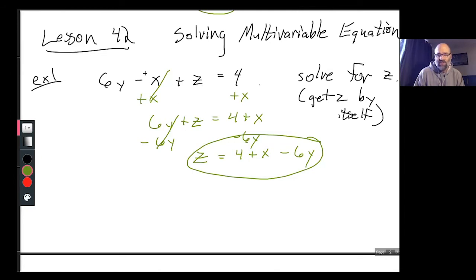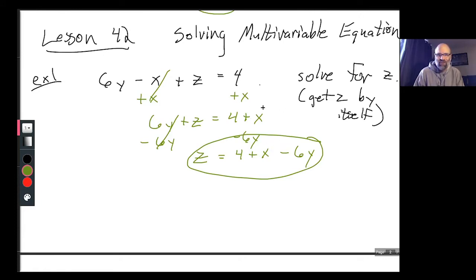There's some shortcuts here too, guys. If you're moving a term over to the other side, then all you do is change the sign. It's kind of similar to negative exponents, but not really. When you move something over to the other side, this negative x becomes a positive x. This 6y becomes a negative 6y. So that's a nice little shortcut of moving things over to the other side.